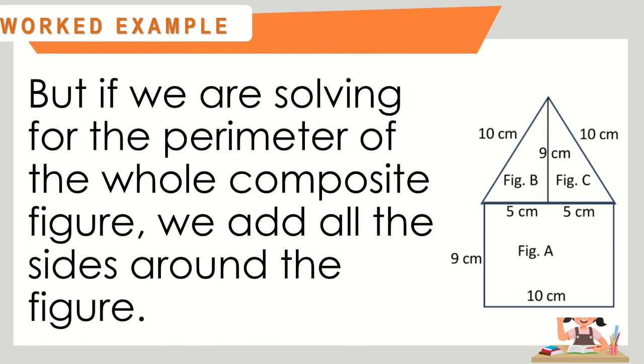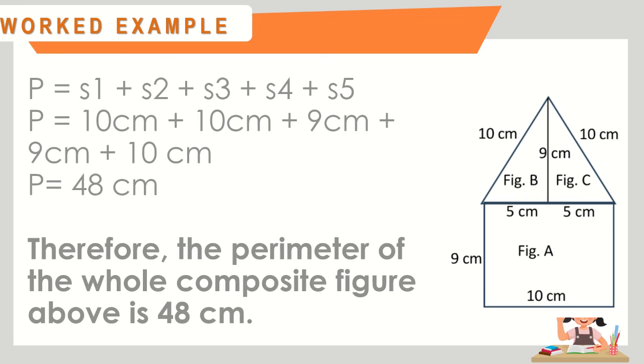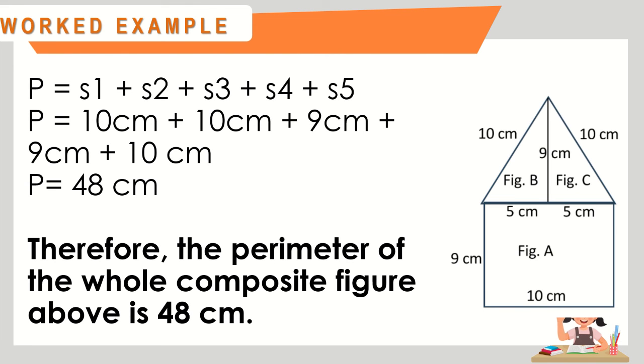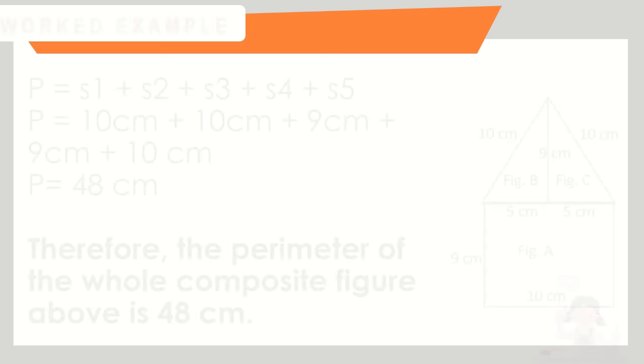But if we are solving for the perimeter of the whole composite figure, we add all the sides around the figure. Therefore, the perimeter of the whole composite figure above is 48 cm.